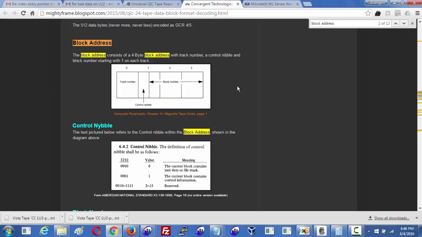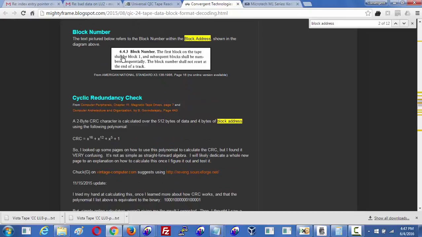QIC 11 goes from 0 to 255 and back to 0 again. And then QIC 24 has more bytes in the address so that it doesn't have to reset after 255 because it runs out of space in the address space, whatever you want to call it. Okay, so block number: the first block on the tape shall be block 1, and subsequent blocks shall be numbered sequentially. The block number shall not reset at the end of the track. Now that's QIC 24, QIC 11 is different.